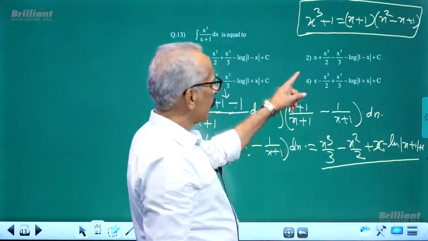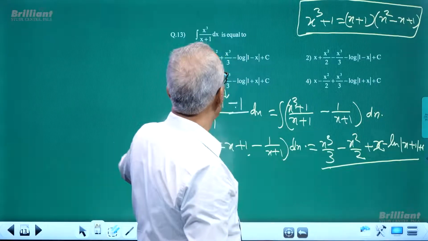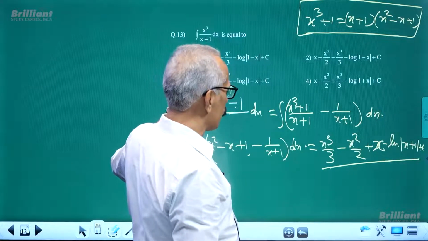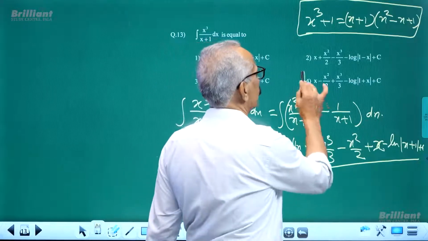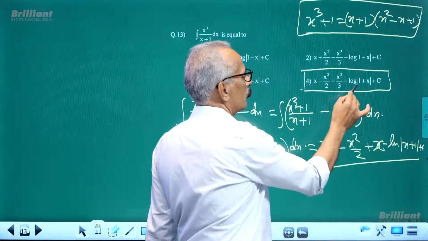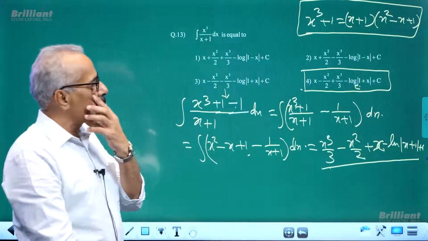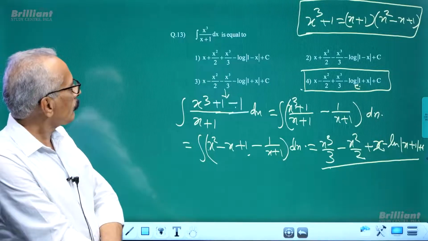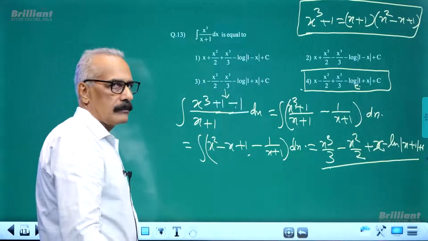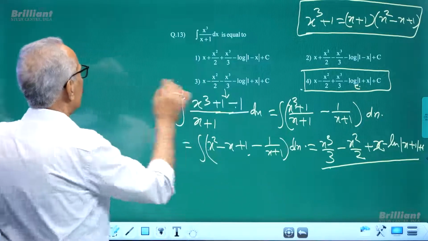So starting with x minus x square by 2, then plus x cube by 3. This is also x minus log to the base e of x plus 1. That is, x minus x square by 2 plus x cube by 3. Okay, this. Clear? Or else you know how to divide.